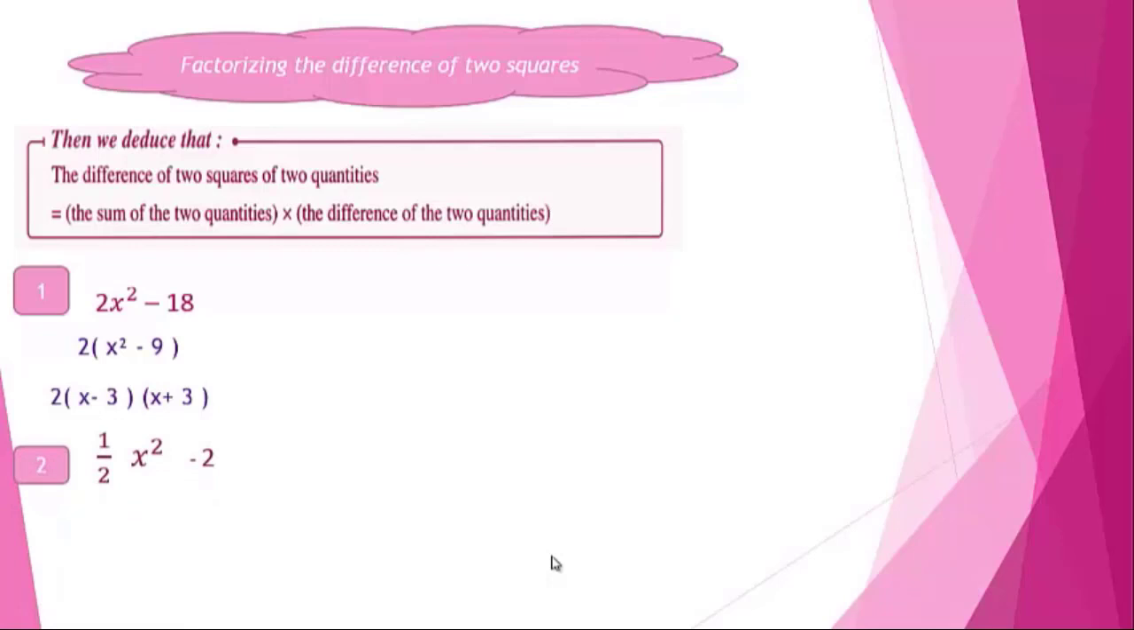The second equation, half x squared minus 2. Firstly, we check whether there is a highest common factor or not. We determine the highest common factor, half, and open a bracket. Half divided by half x squared, minus 2 divided by half equals 4. We say this expression, x squared minus 4, is the difference of two squares. After that, we open two brackets and put x and 2 in them, the sum of the quantities and the difference of the quantities.